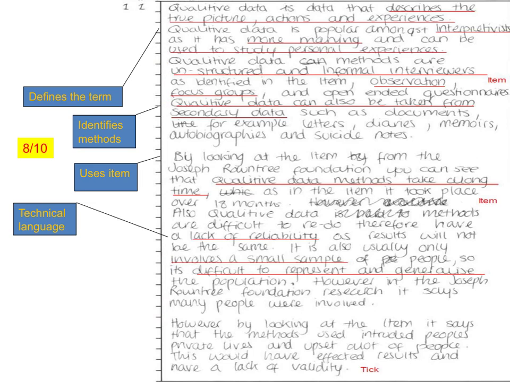This is a reasonably good answer, so it gets 8 marks out of 10, it gets most of the marks. It starts with a definition of the key term, although notice that they've got the spelling wrong here, they've misspelled the word qualitative. It identifies examples of some of the main methods that we would associate with qualitative research. There's explicit use of the item, and there's also use of key sociological terms. For example, they talk about one of the problems of qualitative research being its lack of reliability. So 8 marks out of 10, it's a reasonably good answer.